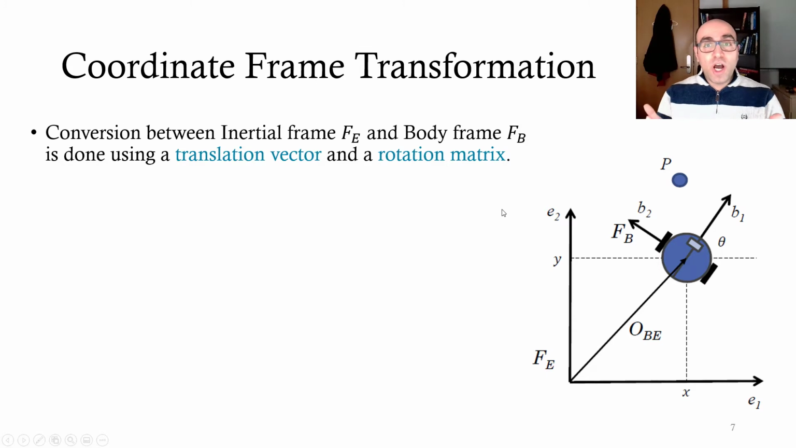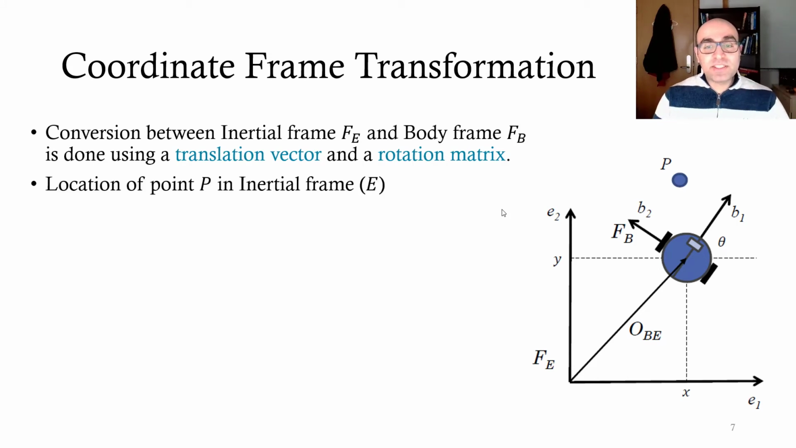We want to know how much the second frame has rotated with respect to the first frame. Having these two pieces of information, we can find P with respect to the frame E. We can know where P is with respect to the frame E. And this is the equation.